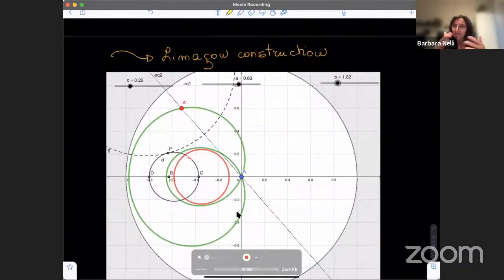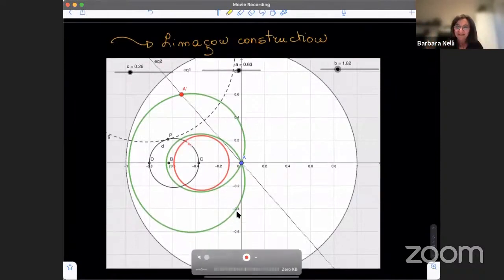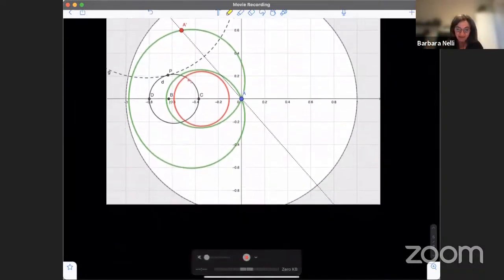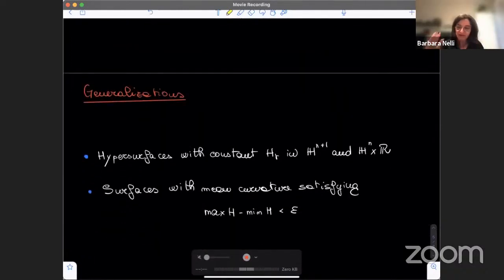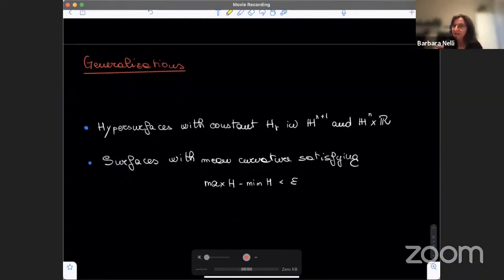You can imagine, I'm doing symmetries for the limaçon construction, and Alexandrov is symmetries. So you can see the relation between these two things. Okay, I think I am done. Generalizations you can imagine: different curvature functions, and also mean curvature that is non-constant but pinched. These are things we are working on.